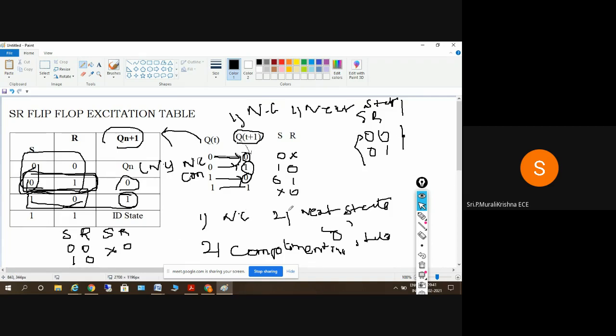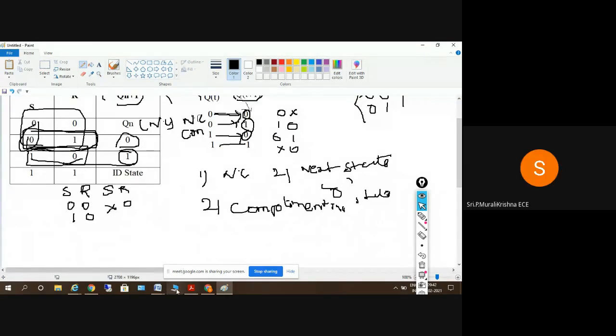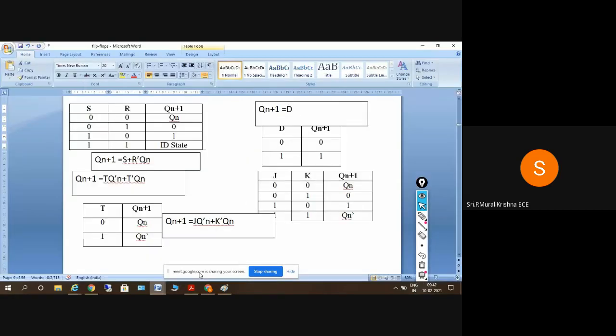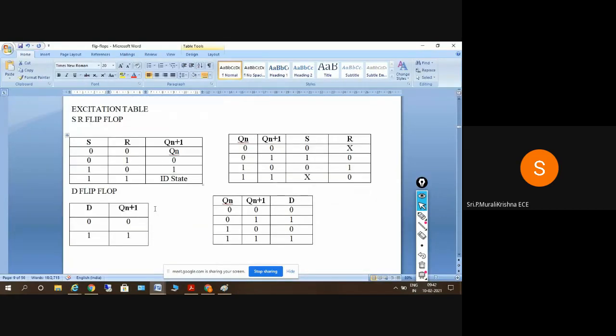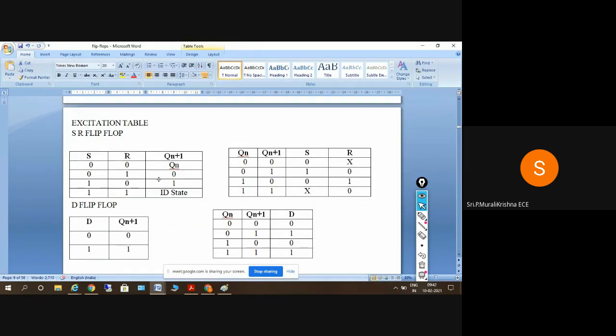So this is the excitation table of the SR flip flop. Okay, so this is the excitation table of the SR flip flop. Clear? Yes, sir. Okay. You can check here, the SR flip flop. So take down this excitation table. So this is the excitation table here. So take down this one.